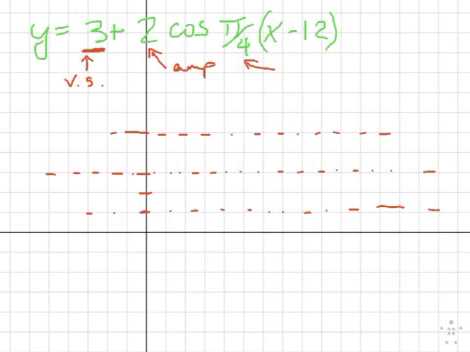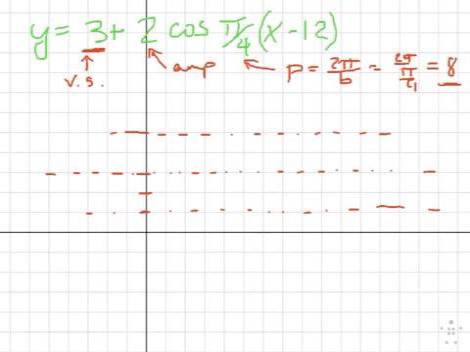This right here is called B, and that relates to the period. The period equals 2 pi over B. So in my case, I've got 2 pi over 4. Flip and multiply, that just equals 8. So my period is 8. That's nice. It's a nice even number.